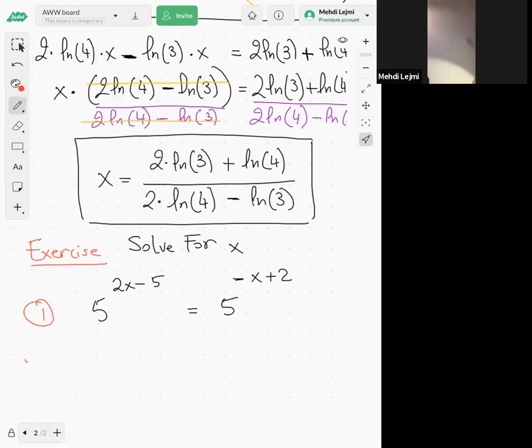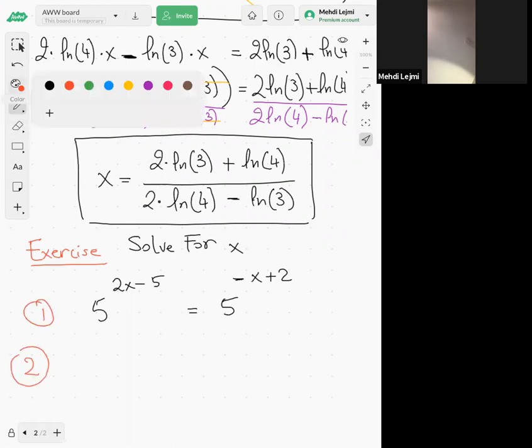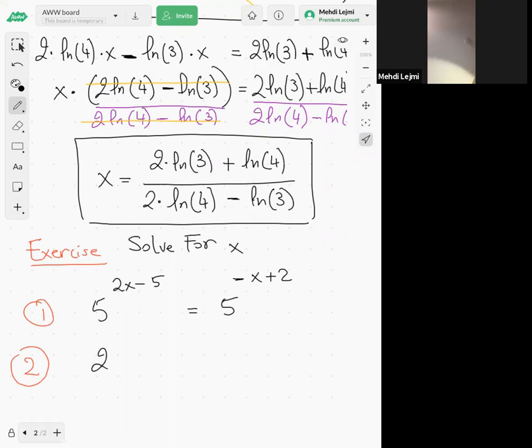Second equation is the following. So let's say you have 2 to the power x minus 1 equals, let's say, 7 to the power minus 2x plus 3. Okay, this is a 7. All right, guys.